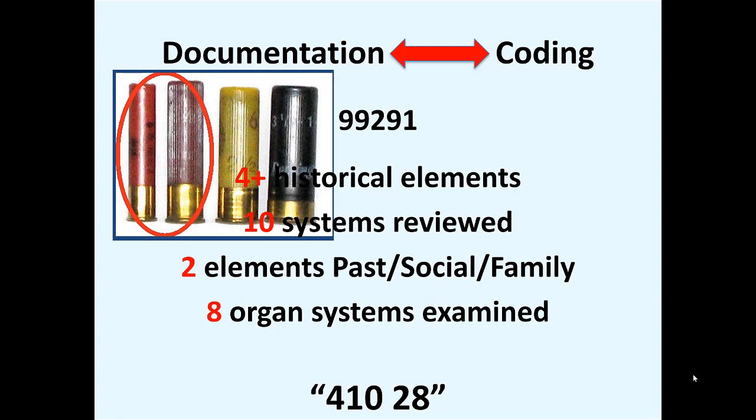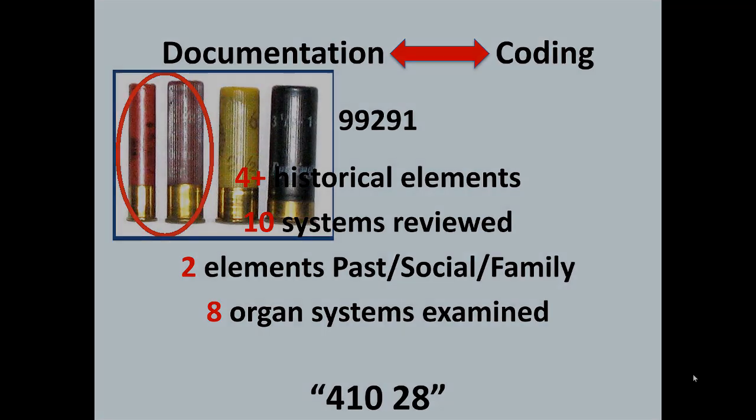That is 4 historical elements, 10 review of systems, 2 elements in the past medical, social, and family history, and at least 8 organ systems examined in your physical exam. As a memory aid, think of the 2 small shotgun shell sizes, 410 and 28.